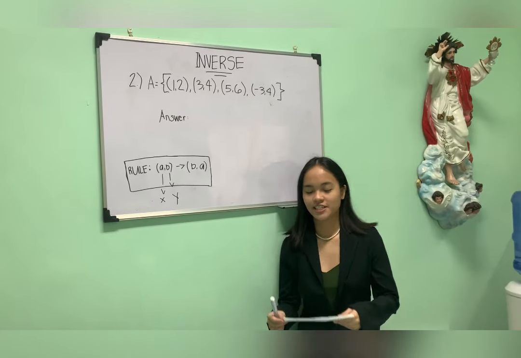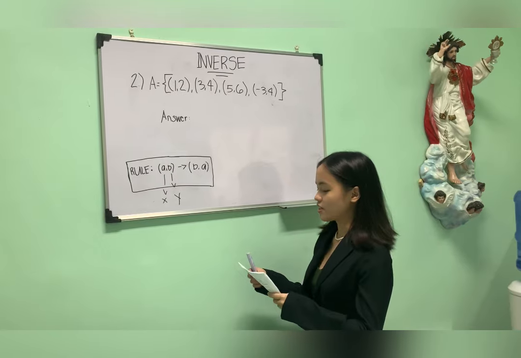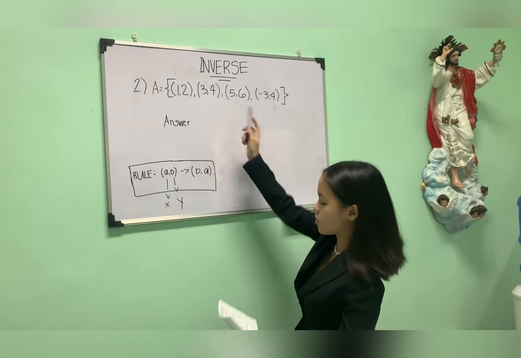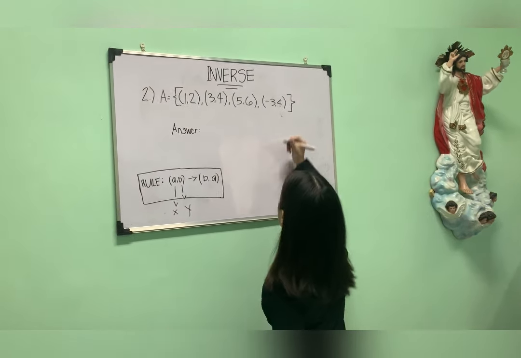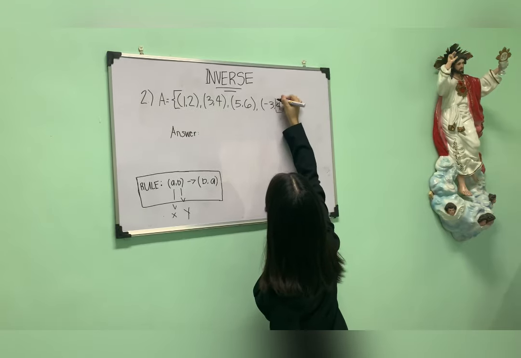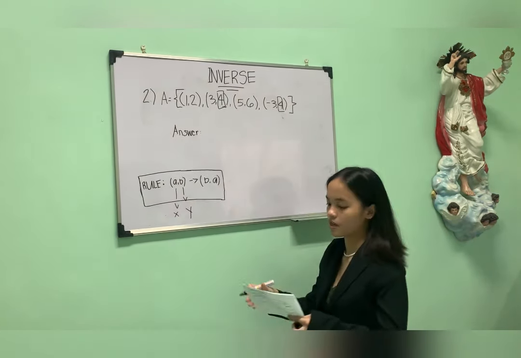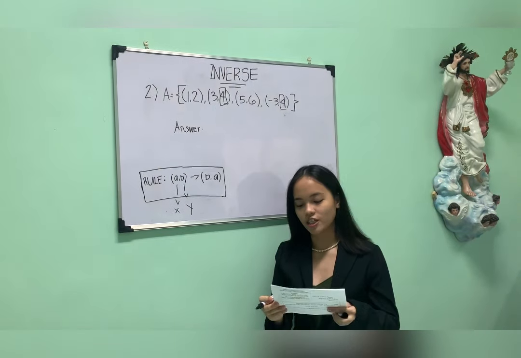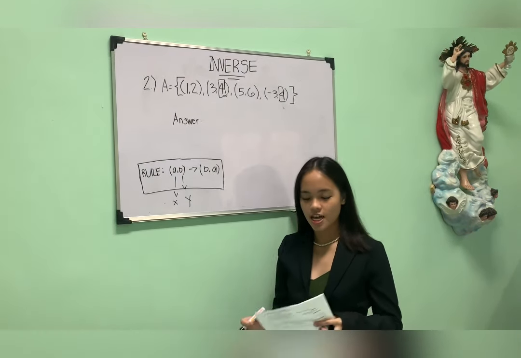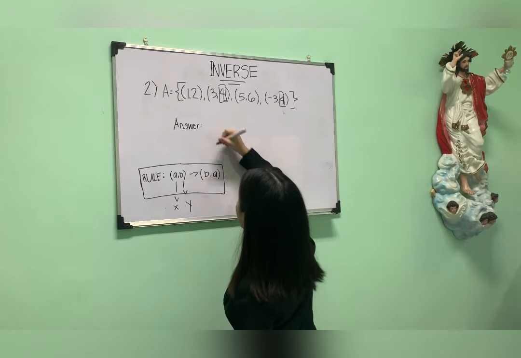For this second example, we can see that there are pairs with the same y coordinate, which is 4 and 4. This is not a one-to-one relation or a function, thus it does not have an inverse.